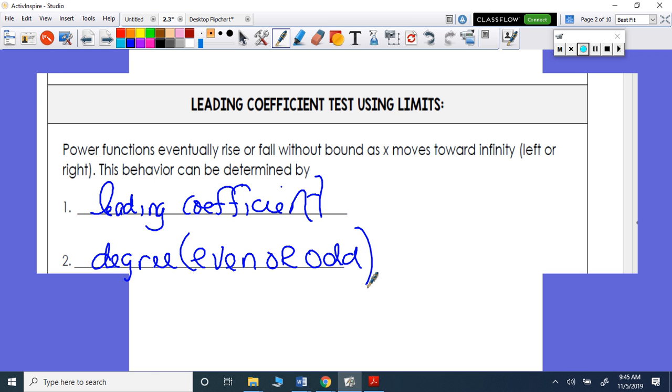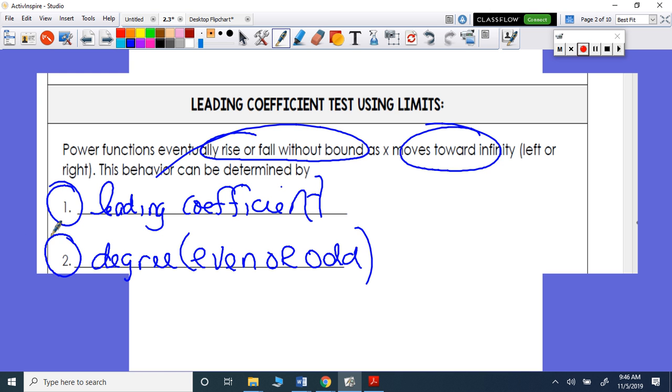And this is going to tell us how our functions are going to rise or fall without bounds. We're going to discuss what y is doing as x moves toward infinity or negative infinity. And we're going to know all of that by looking at the leading coefficient and the degree of the polynomial.